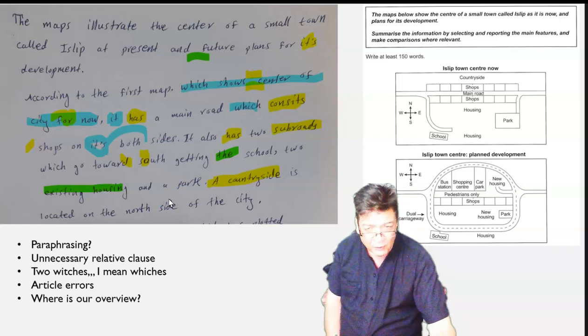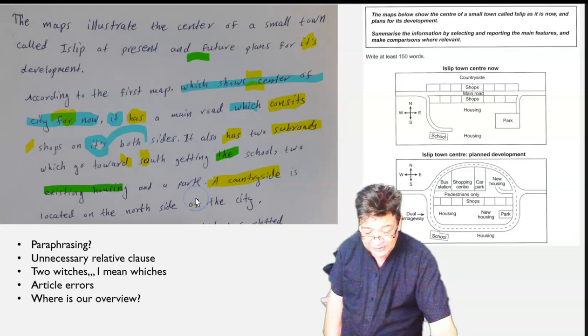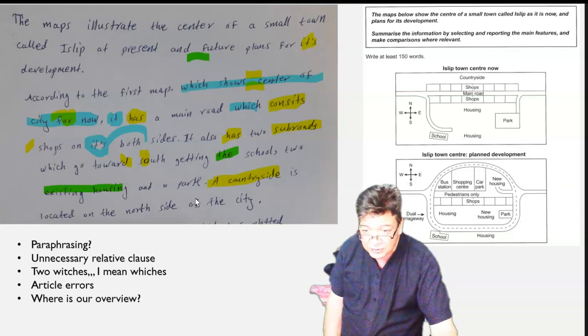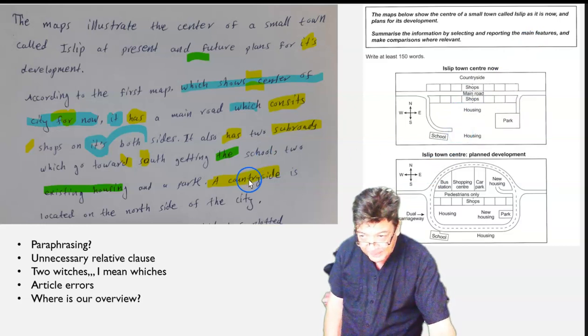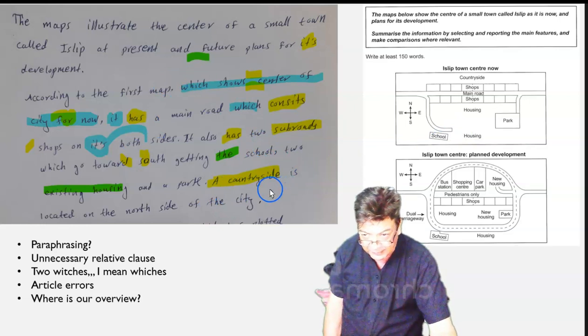And where is our overview? And this is something you'll need to learn. Very important in task 1, that you always include an overview which describes the major points, selecting the main features of the maps. What's the main changes? Well, we'll get to that in a minute. Okay, but you don't have an overview. It should be here before your first body paragraph.